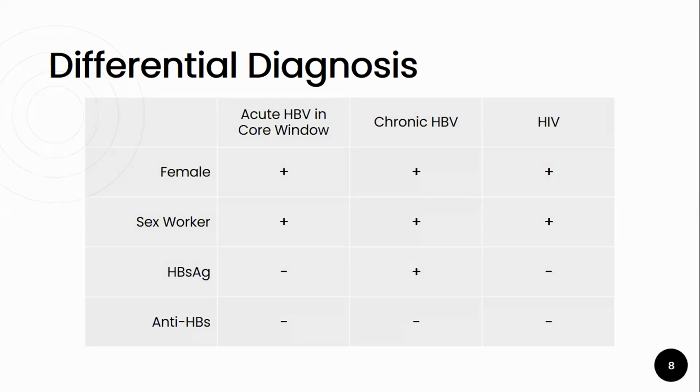So for the differential diagnosis, we have here acute hepatitis B infection in core window, chronic hepatitis B infection, and HIV. According to the salient features, the patient is female, she is a prostitute or a sex worker. Also, it was read in the case that the patient had negative hepatitis B surface antibody and hepatitis B surface antigen.